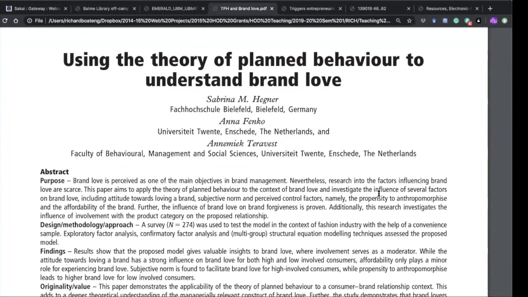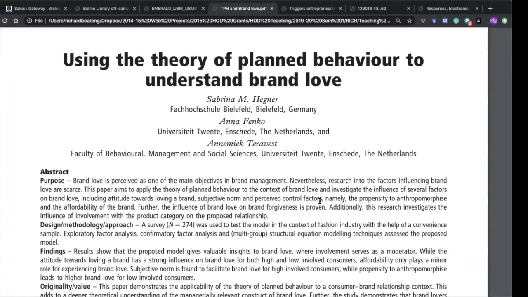He is using the theory of planned behavior to explain the phenomenon of intent and brand love, meaning that your love for a brand can be a planned concept, like a planned behavior. He investigates the influence of several factors on brand love, including attitude towards the brand, subjective norm, and perceived behavioral control.